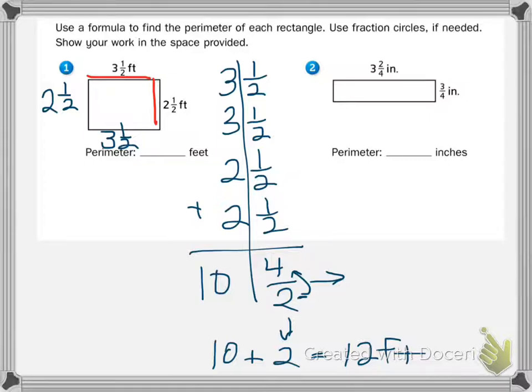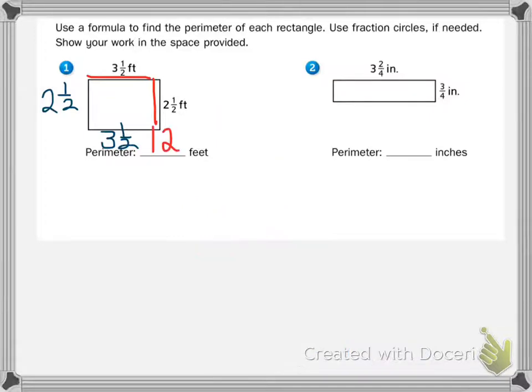All right, now what I want you to do is pause the video and try to find the perimeter for number 2. All right, let's see how you did.